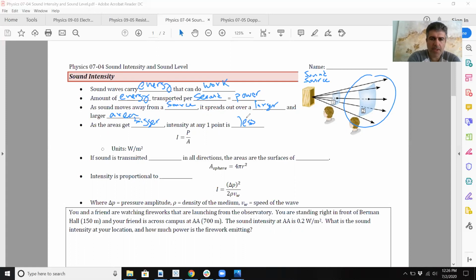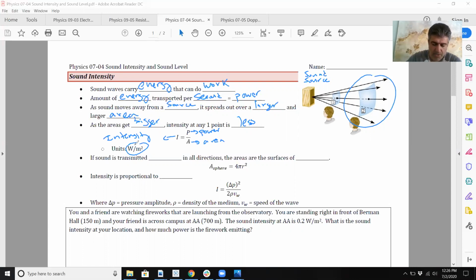And the P stands for power, and the A stands for area, and the I stands for intensity, the intensity of the sound. And we use these units, watts per meter squared.